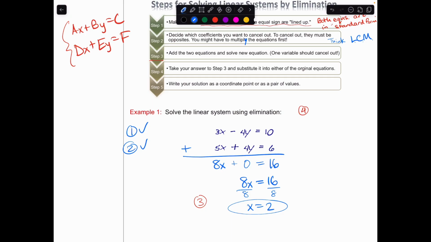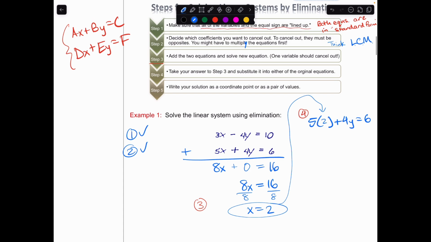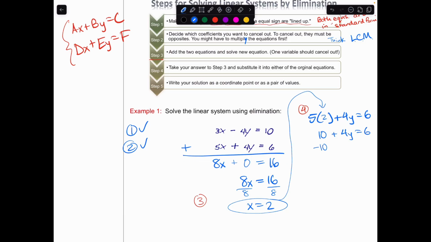So let's take the first equation, 5x plus 4y equals 6. And we're going to take this value for x and plug it in. And then we solve for y. So 5 times 2 is 10, plus 4y equals 6. We can subtract 10 from both sides, and we'll get 4y equals negative 4. If we divide both sides by 4, we're left with y equals negative 1. That was the end for step 4.